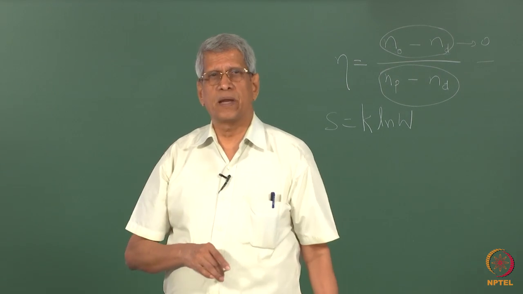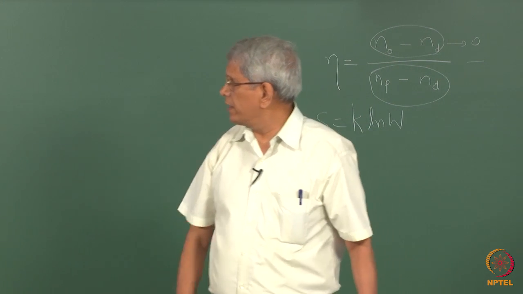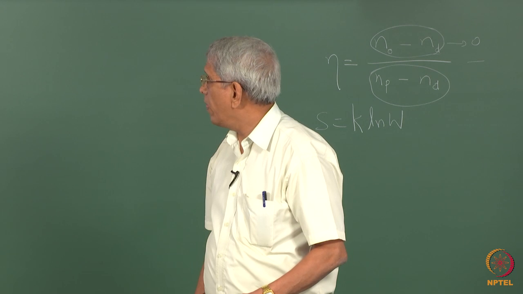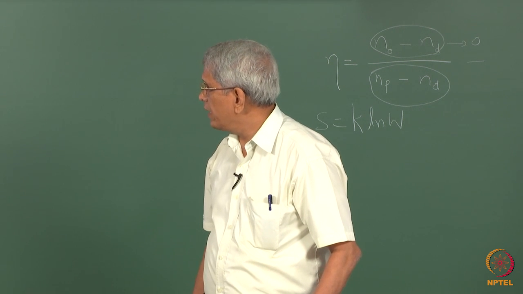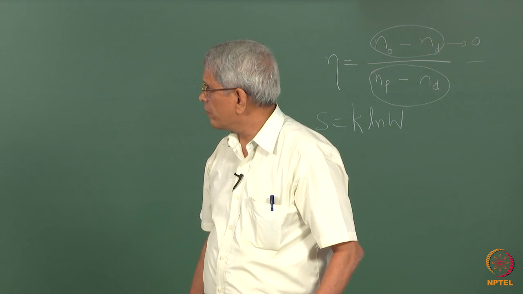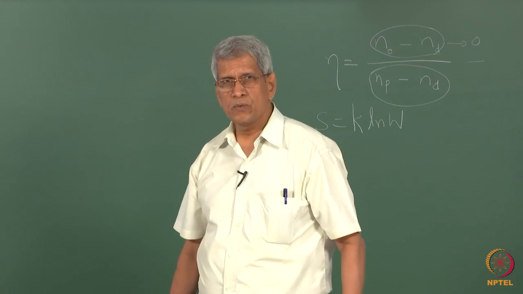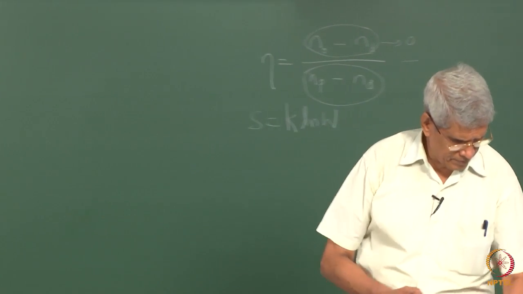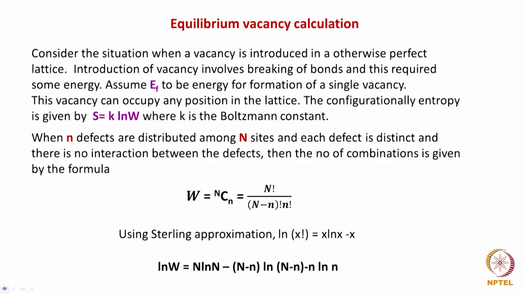That is given by this formula, N choose n, where capital N is the total number of atoms, and n is the number of vacant sites. Using Stirling approximation, we can write it in this form. These are all things which are given in a standard textbook. I am not going into any of these derivations.